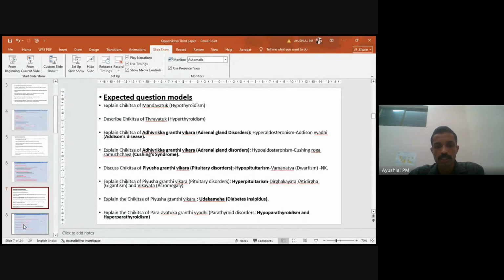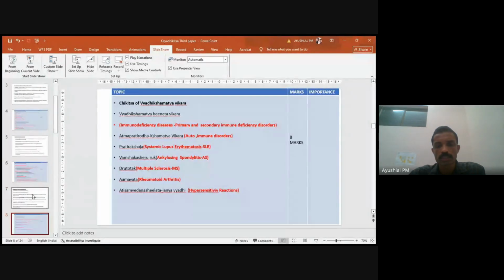Hypoparathyroidism, hyperparathyroidism. Just see these things, what all are the things. That is about endocrine conditions. Next is Vyadhikshamatva Vikara, immunological conditions, different immunodeficiency disease conditions. So you can expect a 5-mark question from this area. Like it includes immunodeficiency diseases, primary and secondary immunodeficiency disorders.